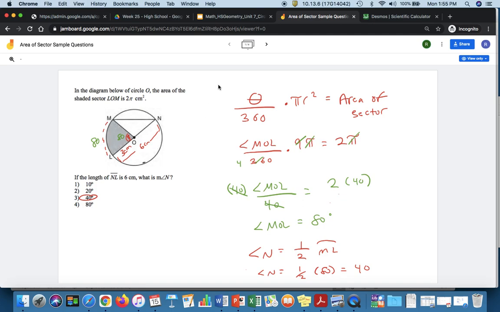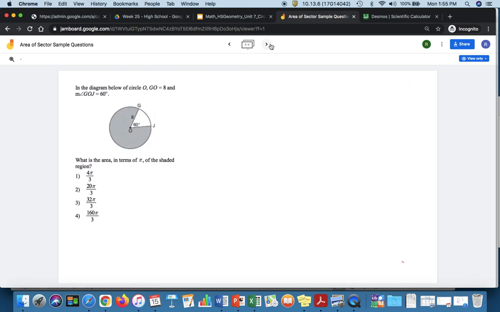Let's try one more. All right, in this question, we're told that in the diagram below of circle O, GO is 8, which is representative of our radius. And we're also told that the angle GOJ is 60 degrees. What is the area in terms of pi of the shaded region?